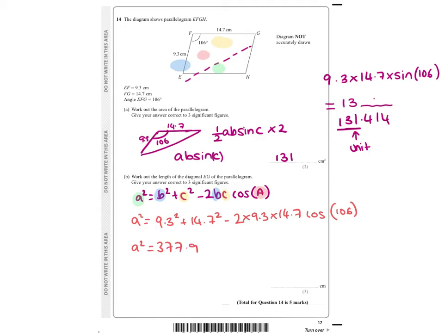Okay, so I'm going to put that into my calculator, and I'm going to get a squared equals 377.9. To find my a, I'm going to square root 377.9. I normally keep that in my calculator as answer, so I just put square root answer. And then I'm going to get my a equals 19.4 to 3 significant figures. Okay, perfect. So that's question 14.